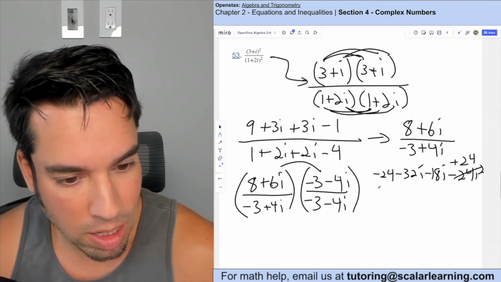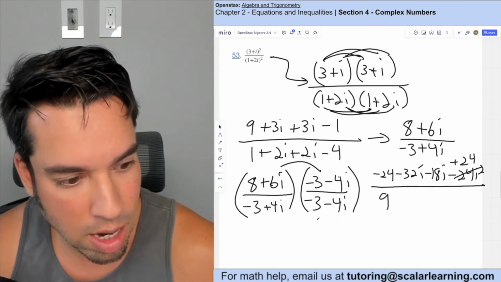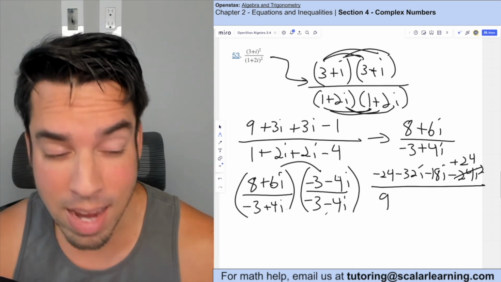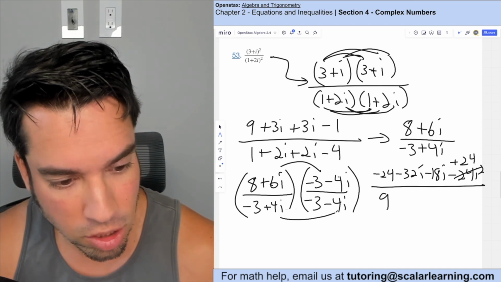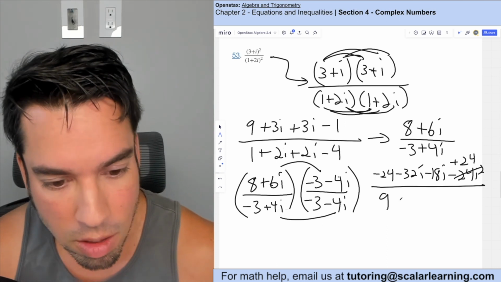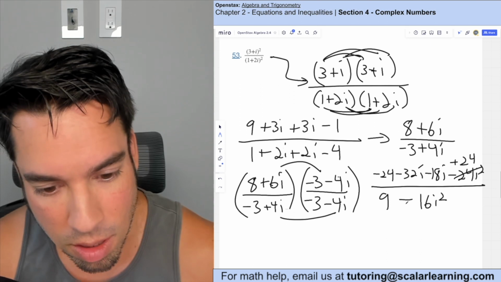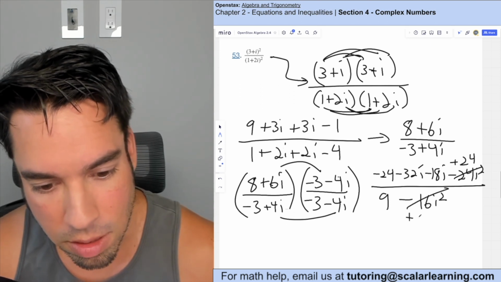On the bottom, we've got -3 times -3, which is 9. Negative 3 times negative 4, which is 12i. Negative 3 times 4i, which is negative 12i. Those cancel out. So I just got to do negative 4i times 4i, which is minus 16i squared. Since i squared is negative 1, this is actually a plus 16.